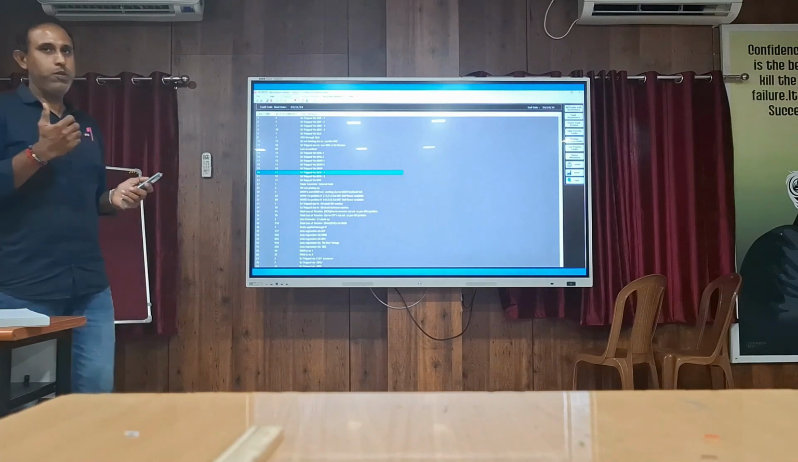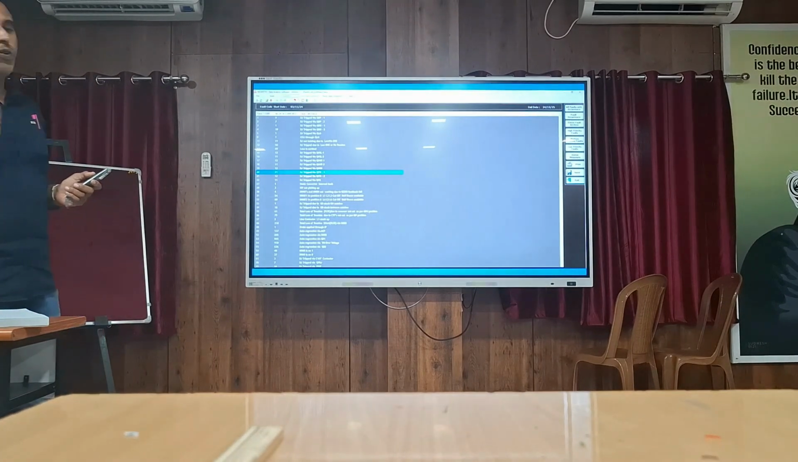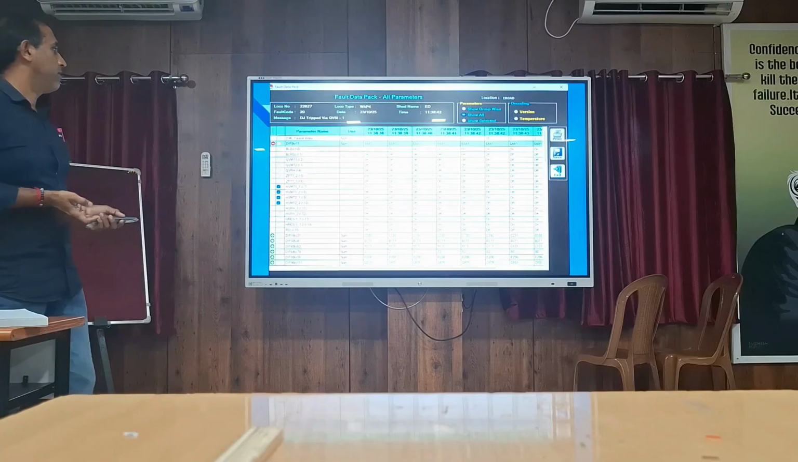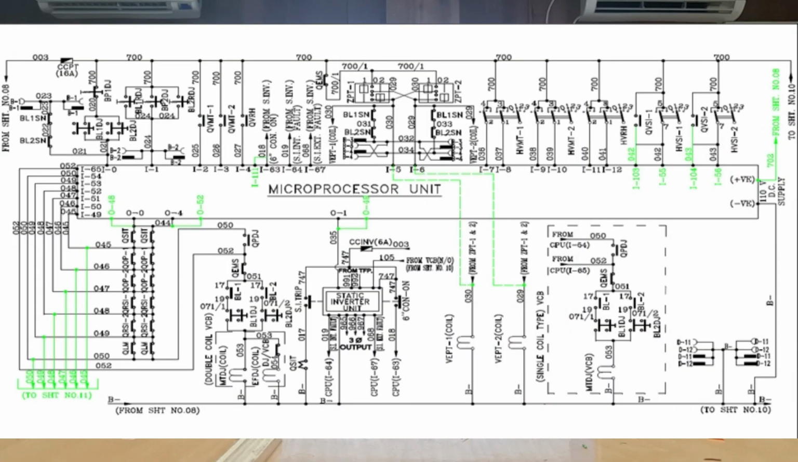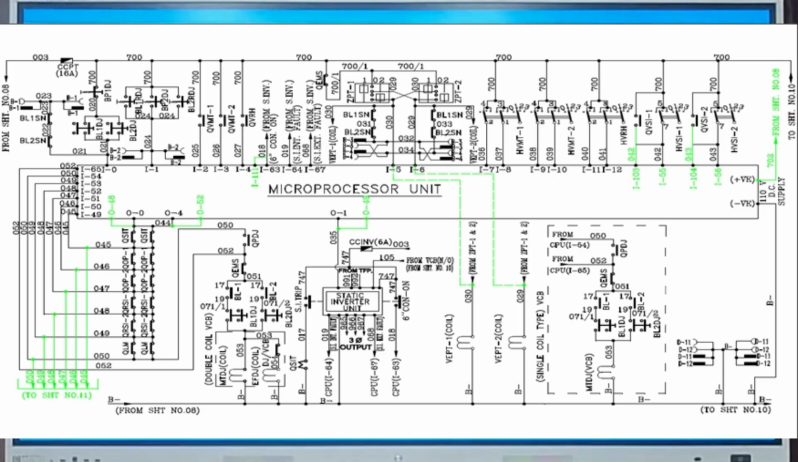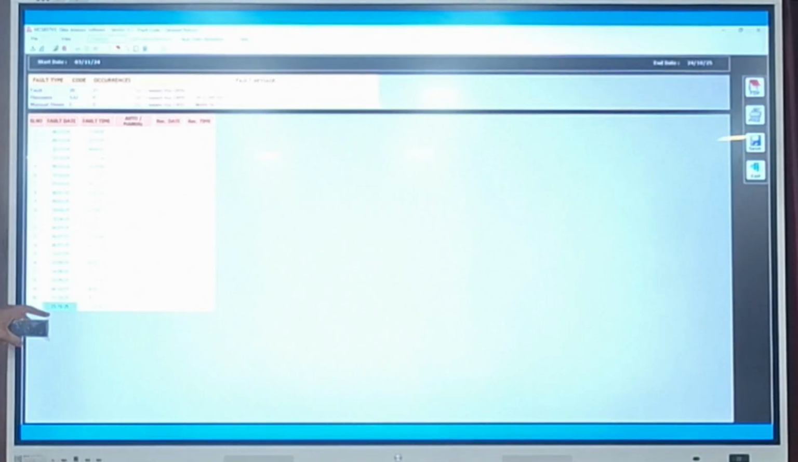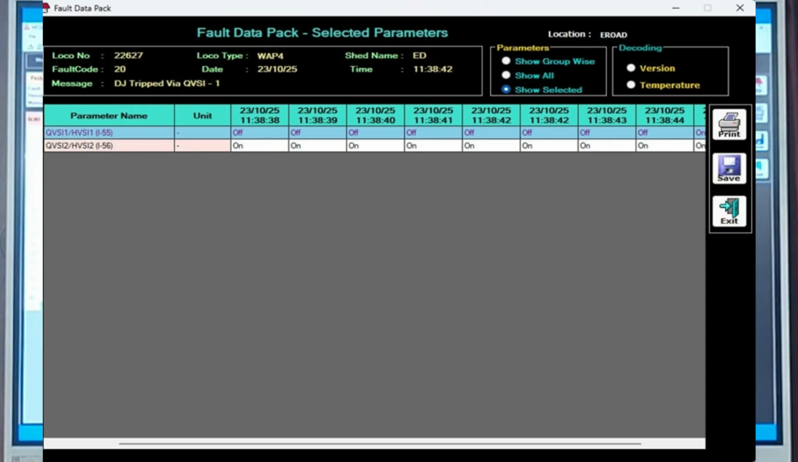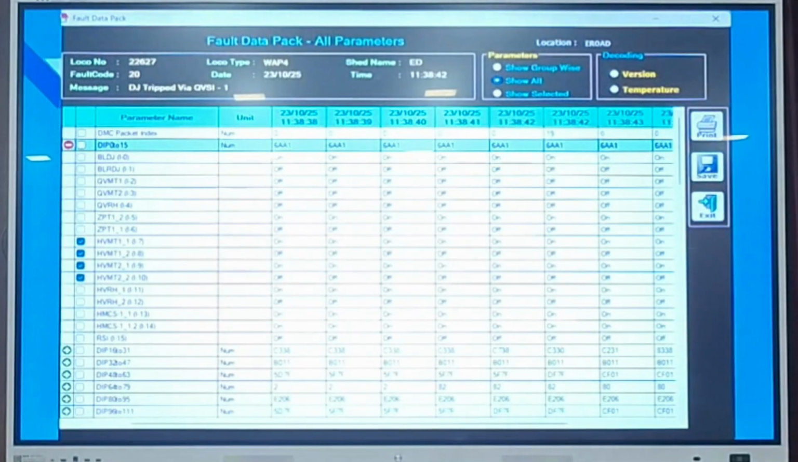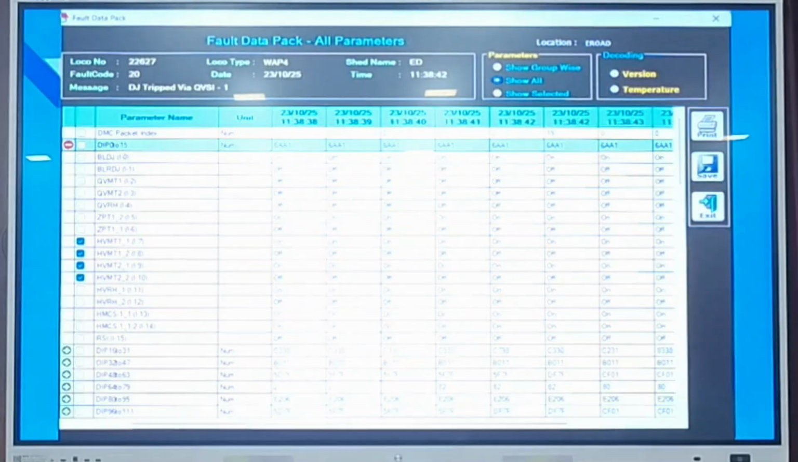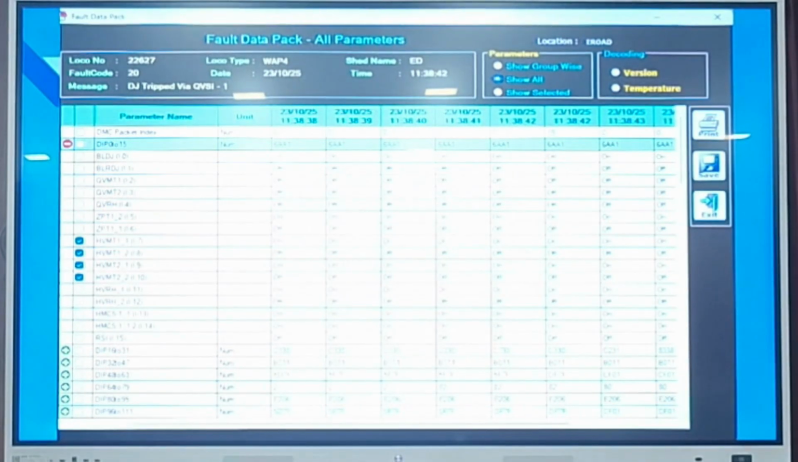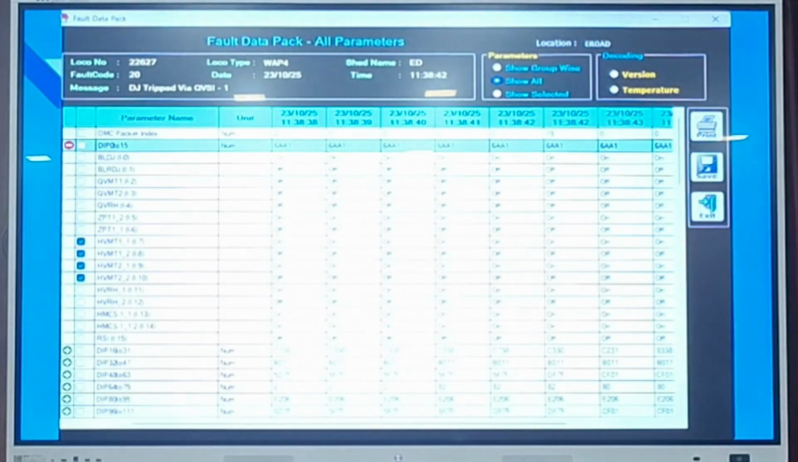Suppose we are analyzing one fault data of a schedule loco. Selecting these parameters, we need to know what parameters we need to check for this fault. So for that we need the subgroup. Then we will go for background data. For viewing the background data, we have to select any particular data and double click. Then it will come like this. So here we need to know, for this fault, what inputs and outputs we need to analyze.